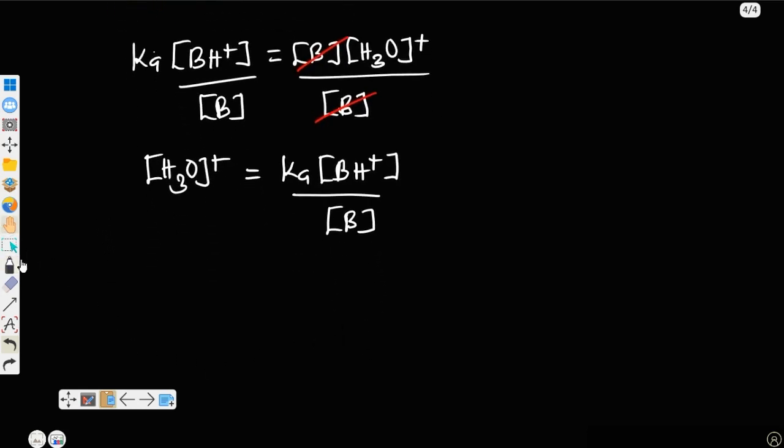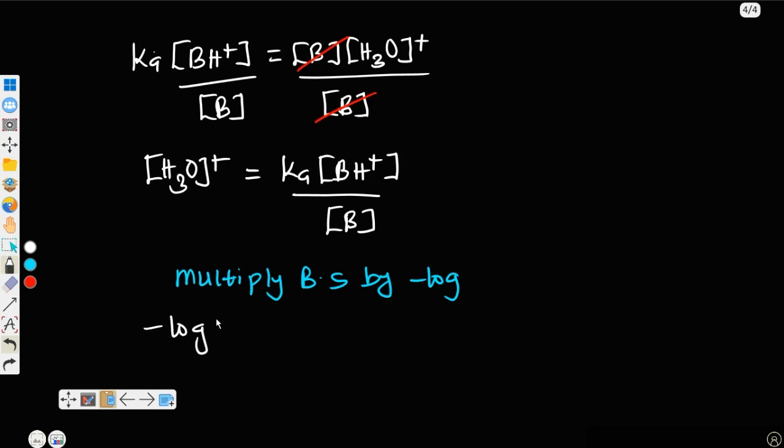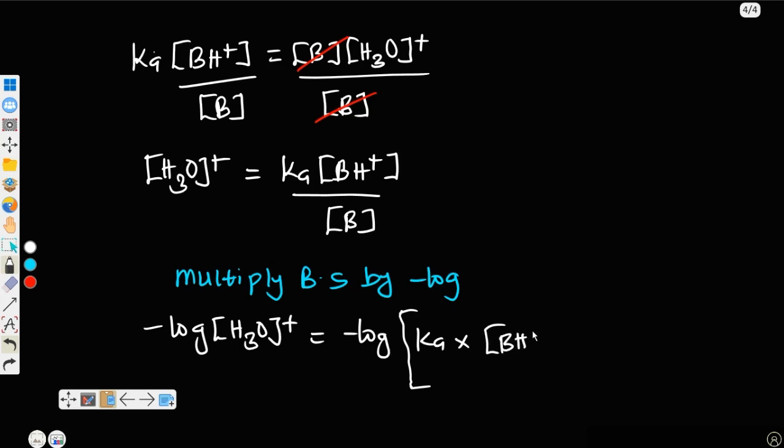Now, what do you think we cannot do? I told you at this stage what you do: multiply both sides by minus log. So here becomes minus log H3O+ equals minus log. I told you that this one, you put a very big bracket. You can put Ka times BH+ all over B.